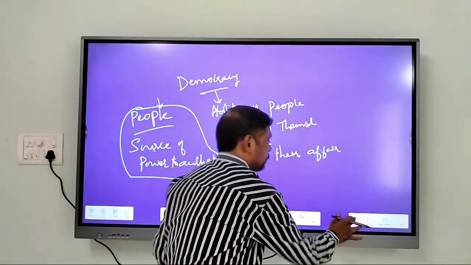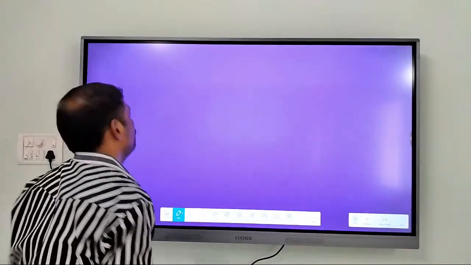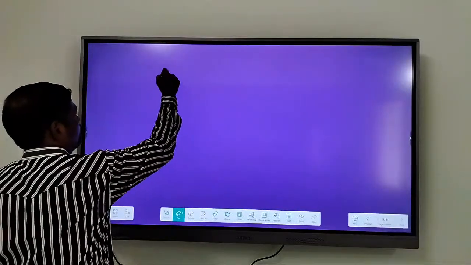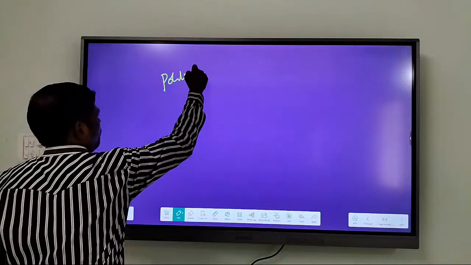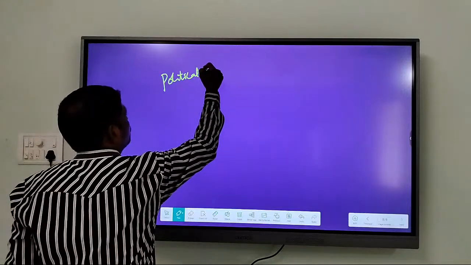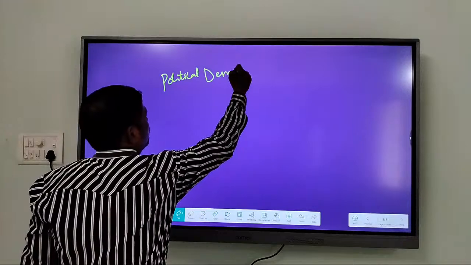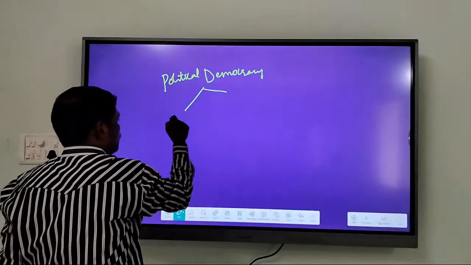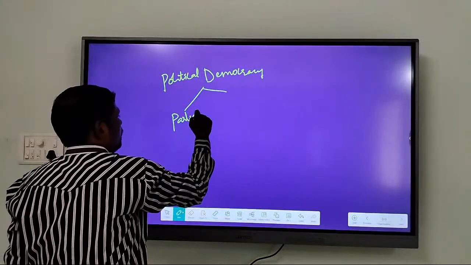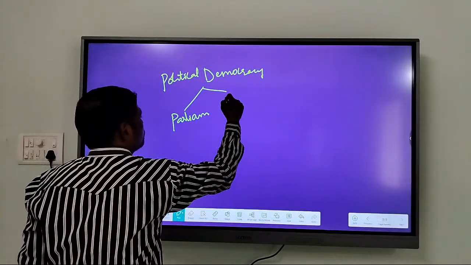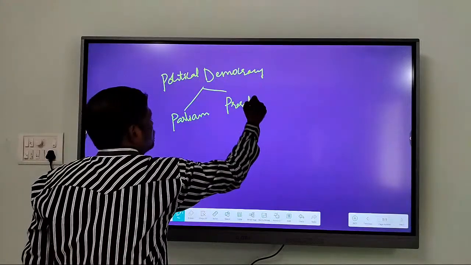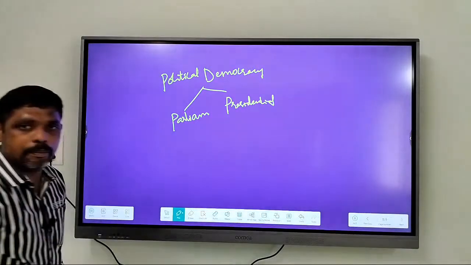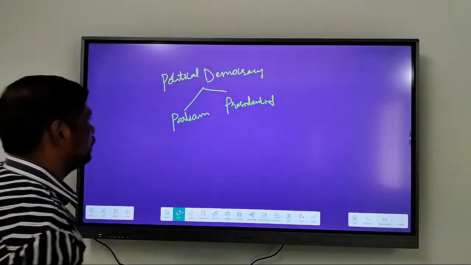Alright. So, based upon the nature, we can also classify this political democracy into two categories. One is parliamentary democracy and the other is presidential democracy.